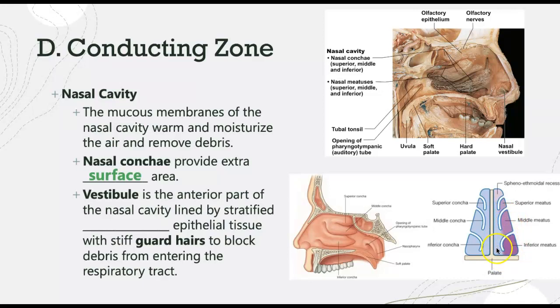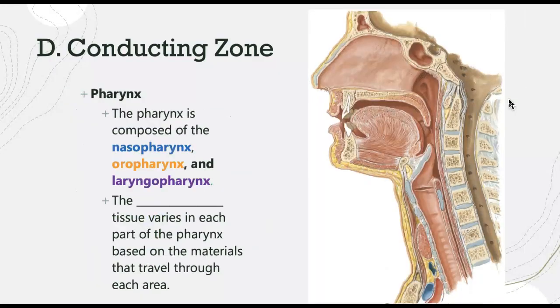And within these areas, we are creating vestibules. This is that anterior part of the nasal cavity that is going to be lined with that stratified squamous epithelial tissue, and we've got these stiff guard nose hairs here that will block the debris from entering our nasal cavity and our respiratory tract. Now let's move into the pharynx.